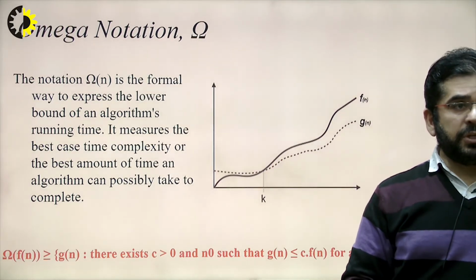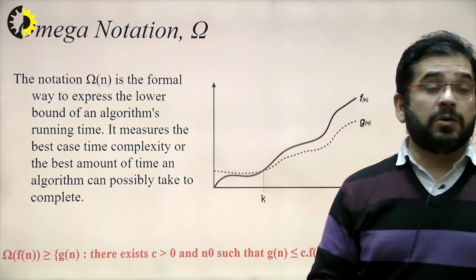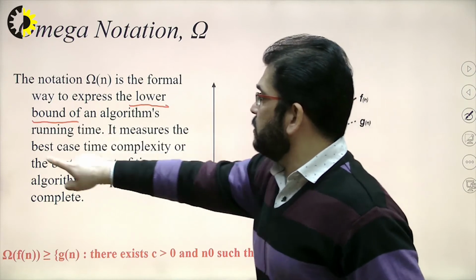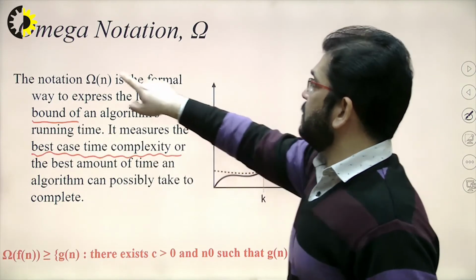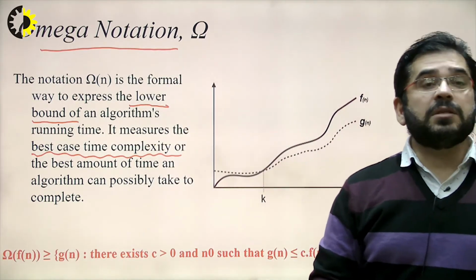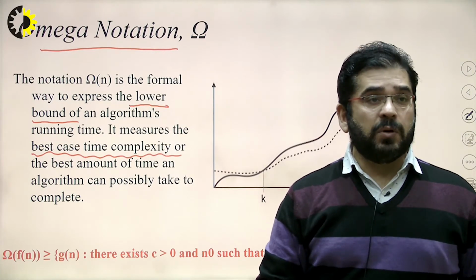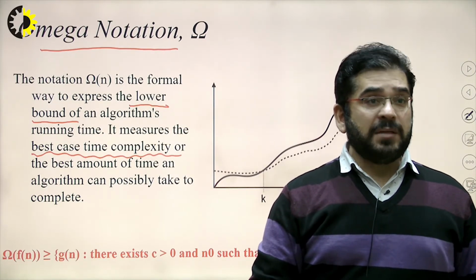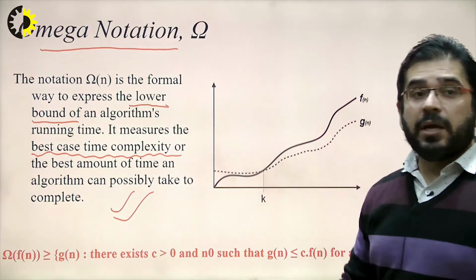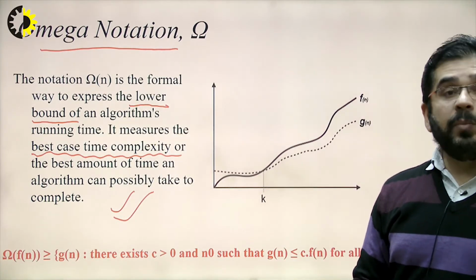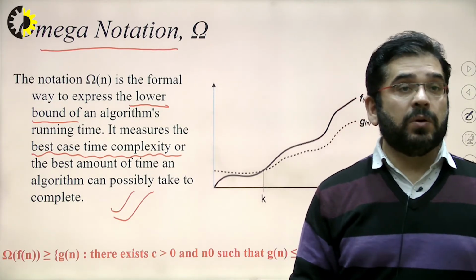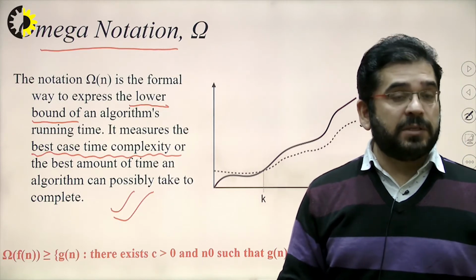Similarly, second is omega notation. It is the formal way to express the lower bound. Now it will tell you the best case. So the best case time complexity can be measured by the omega notation. Big O notation tells us about the maximum time, or you can say the worst case, and omega notation tells us about the best case time complexity, or the best amount of time an algorithm can possibly take. How much time an algorithm can take can be measured by this omega notation. It is the minimum time taken by the algorithm, and generally it is used less as compared to big O notation to measure the time and space complexity of an algorithm.